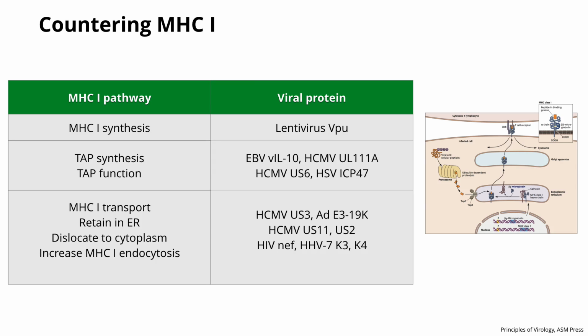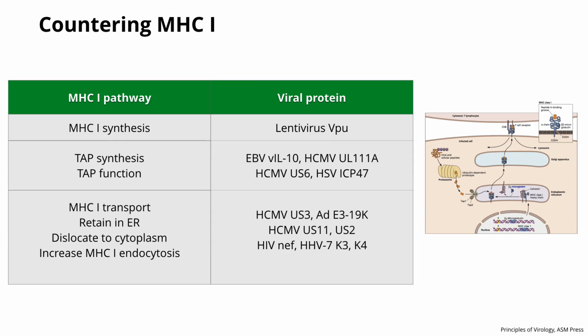And some of them allow everything to occur. They allow MHC1 at the surface, but then they quickly cause it to be endocytosed. There are just so many mechanisms for antagonizing this among different viruses. You can see here we have lentiviruses like HIV. We have a lot of herpes viruses. These are all viruses that cause long-term infections.